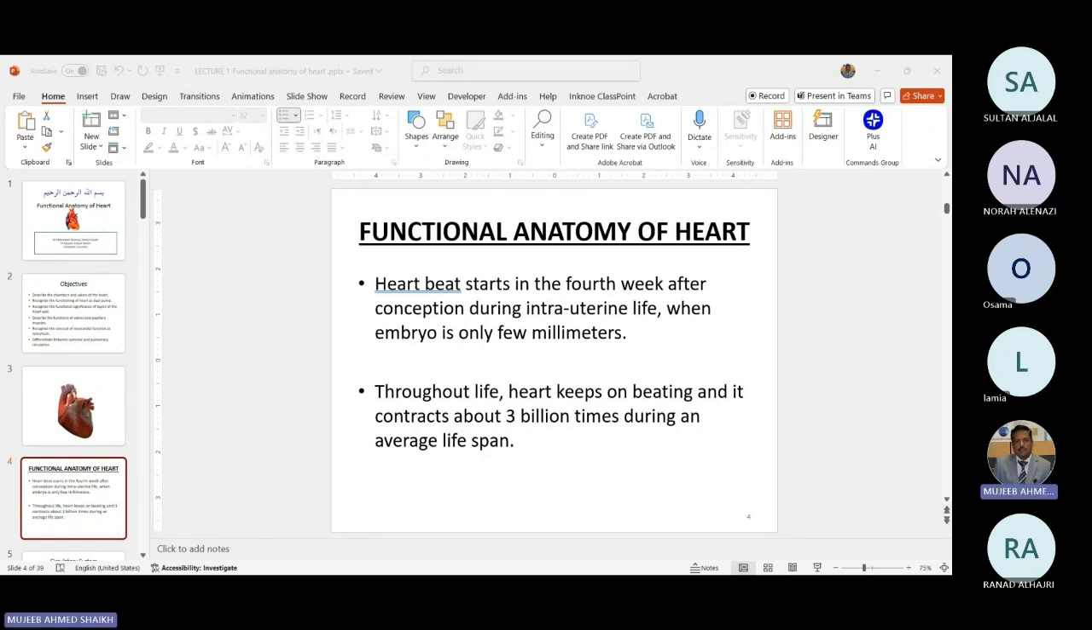Yes. So in this lecture, this is basically the basic physiological anatomy of the heart, where you are going to learn how many chambers there are, which valves are involved, and what the functions of the valves of the heart are.